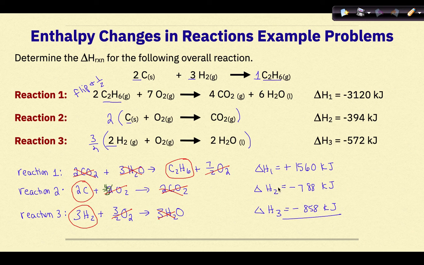That means I can confidently now combine these delta H values together to get my overall delta H of reaction. So when I combine together 1,560, negative 788, and negative 858, my overall delta H of reaction is negative 86 kilojoules per 1 mole of ethane produced.